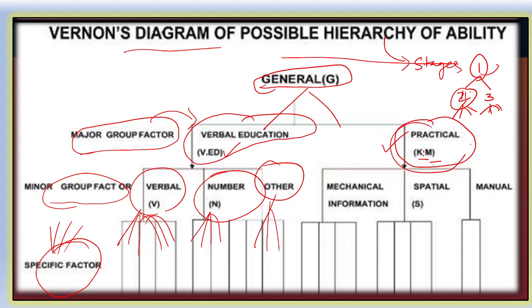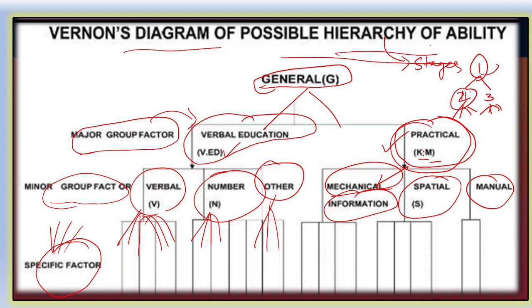Then talking about the practical factor. Practical education, hands-on experience, that way also our mind grabs information and understands it and inculcates the ability in ourselves, in human beings, in a bifurcated way. If it is mechanical machinery work, technical work, then it's called by Vernon mechanical information. Spatial information, that is once again specific to person, and manual, that is hands-on experience. So this was all about Burt Vernon's diagram of possible hierarchy of ability.